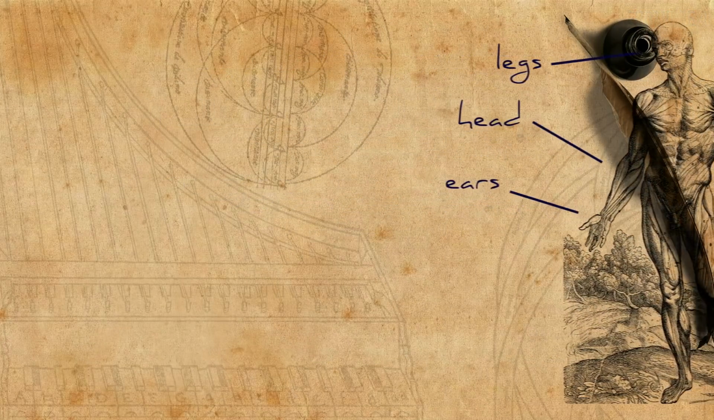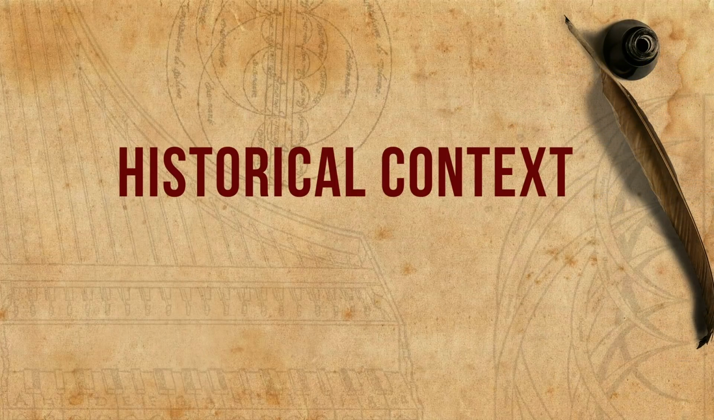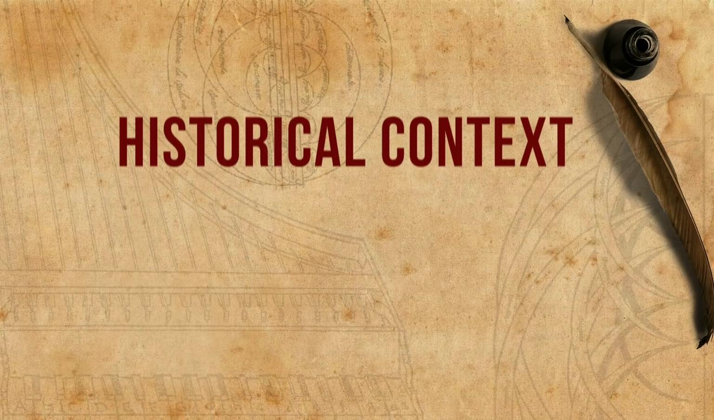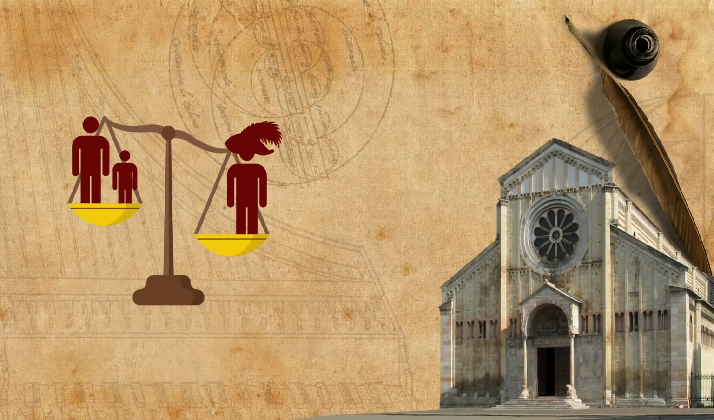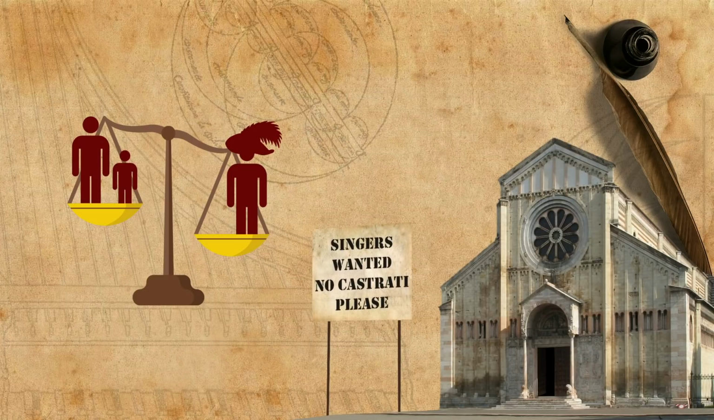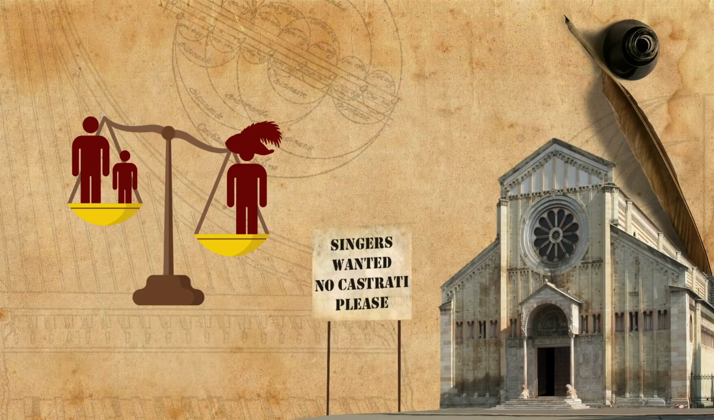The last challenge which we will address is the historical context that must be taken into account whenever we approach a source. For example, in late 16th century Italy, many started to favor castrati over boys or countertenors. However, while the castrati were appreciated for their voices, they were disapproved of socially.